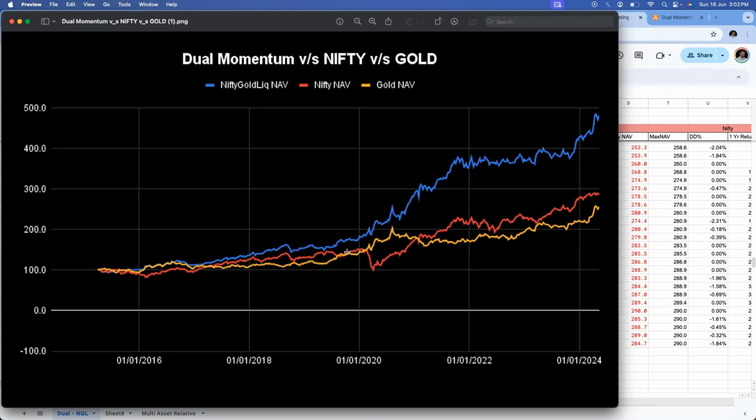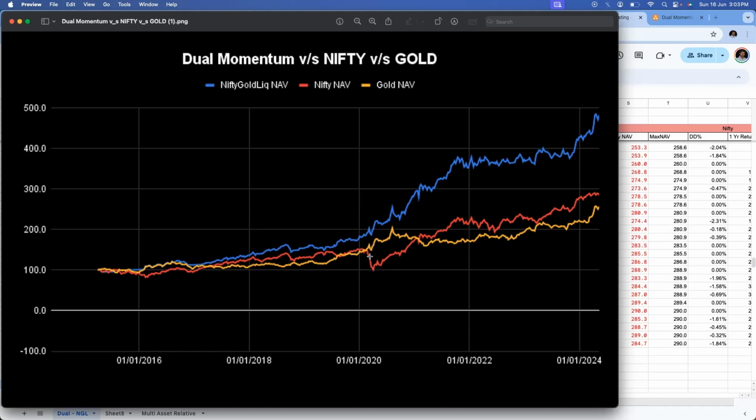Now let's take some instances where we see that there has been a difference in performance between Nifty and Gold. I'll give you an example. Let's take from 2019 onwards. If you see, gold was in an uptrend till 2021, whereas Nifty was flat in the entire 2019, and also it crashed during the COVID times. Even during the COVID times, when the Nifty was crashing, gold was rising.